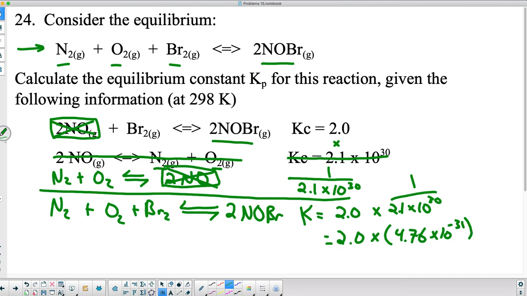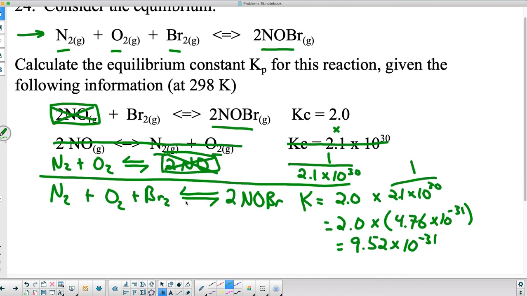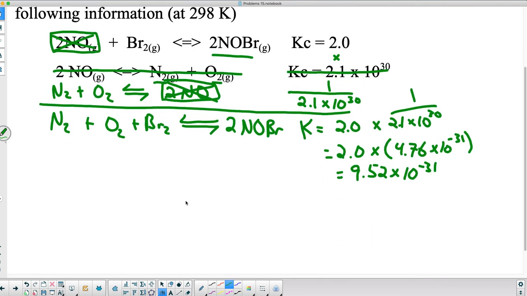And I take 2 times that then. So times 2 equals that. So that gives me 9.52 times 10 to the negative 31. And that's my answer for number 24. Okay? So that's how I did that. That's the end of the first part of this, number 14 and 24.